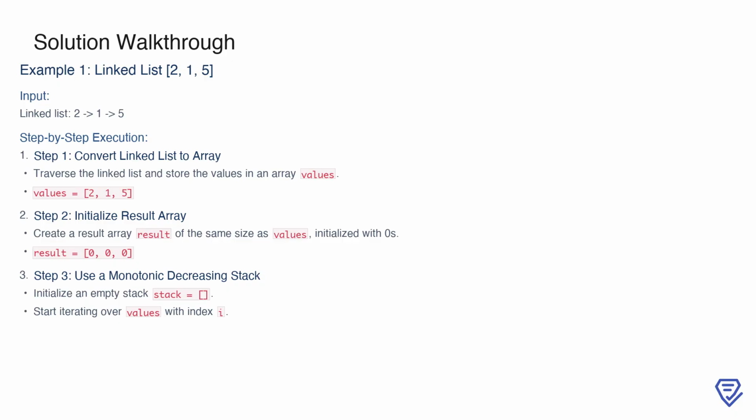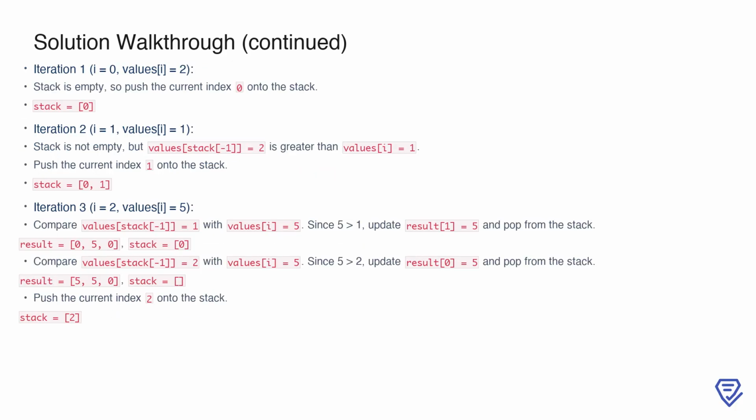To determine the next greater nodes, we use a monotonic decreasing stack. The stack is initialized as empty, and we iterate over the values array by index. In the first iteration, where the index is 0 and the current value is 2, the stack is empty, so we push the index 0 onto the stack. Now, the stack becomes 0.